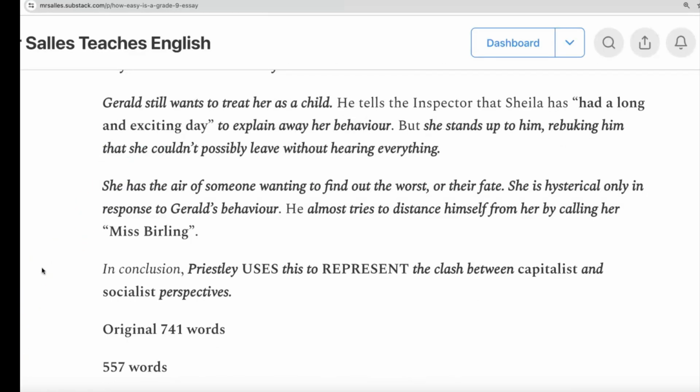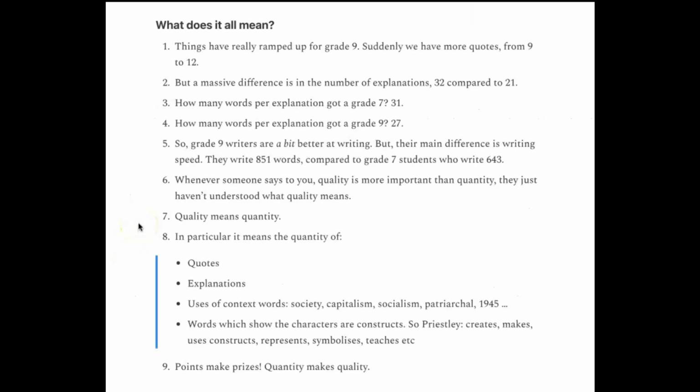Now, if we jump to the end of the essay, the conclusion is very short. In conclusion, Priestley uses this to represent the clash between capitalist and socialist perspectives. So we have the context, we have Priestley's point of view, but the part that's being written about here is not the ending at all. However, the student has still scored a grade 9 in this essay because they dealt so successfully with the author's ideas. They could have scored 100% had they written about the ending.